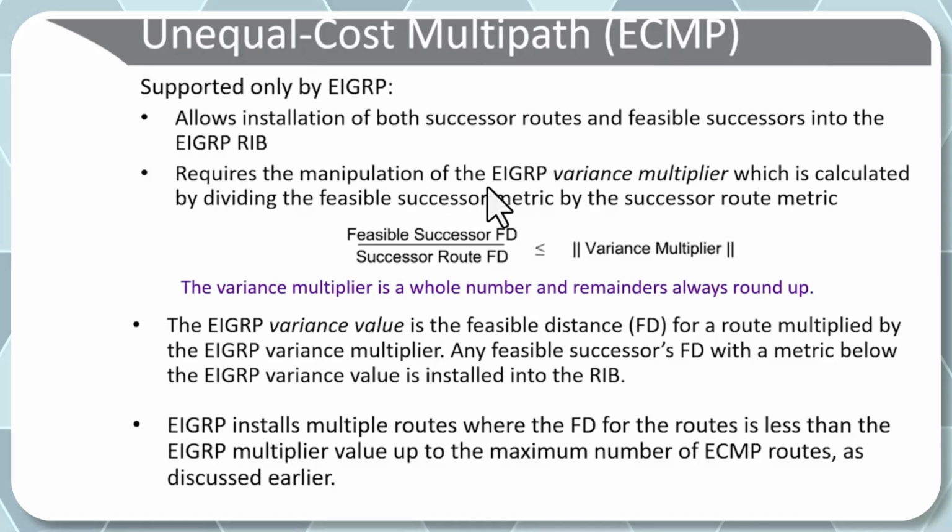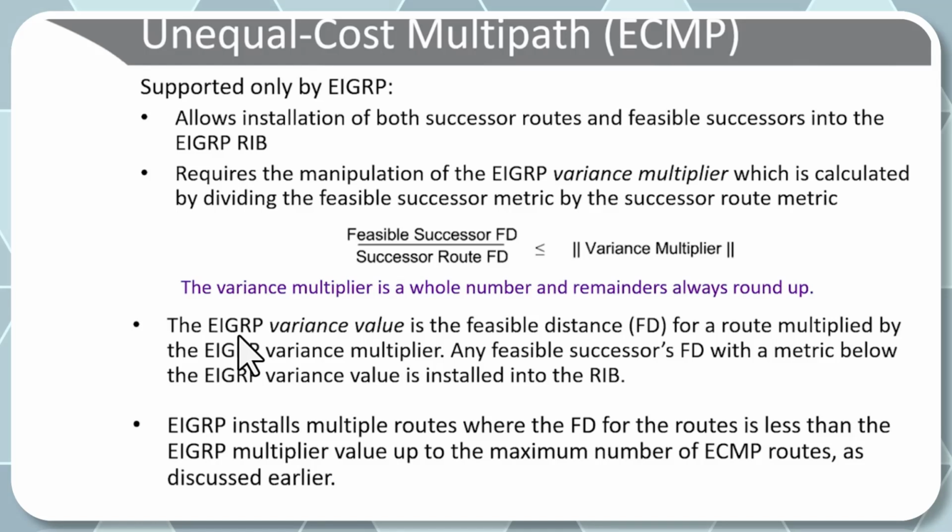It requires the manipulation of the EIGRP variance number, which is calculated by dividing the feasible successor FD by the successor FD, and whatever value comes, take the ceiling of it. Now what is the meaning of that? If it is coming 1.7, consider it to be 2. The variance number is a whole number and remainders always round up.